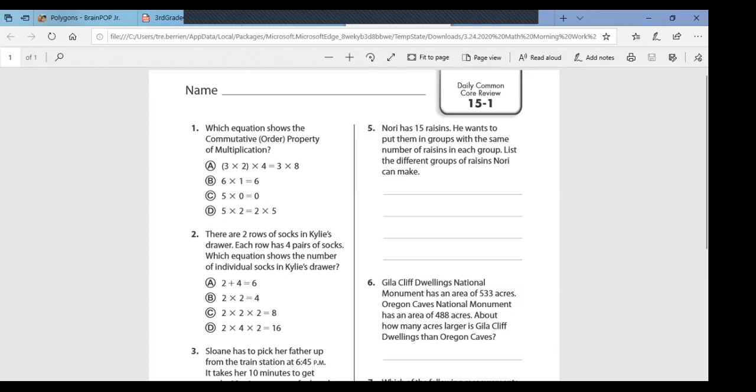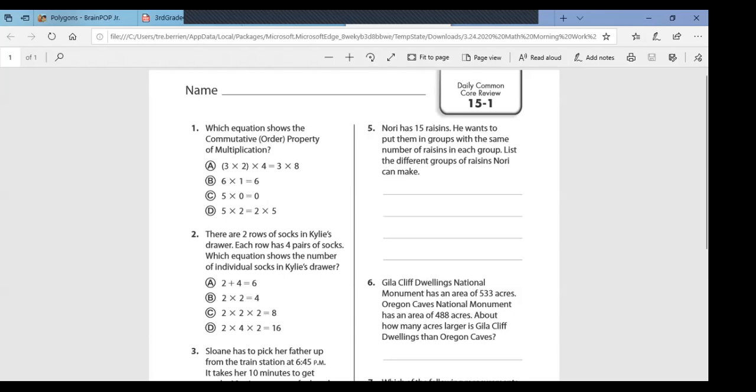We need two facts on one side multiplied together and two facts on the other side multiplied together, and they have to equal each other. Same thing for 5 times 0 equals 0. We need to make sure it represents the commutative property of multiplication. Two facts on one side multiplied together equals two facts on the other side multiplied together, and they're flipped.